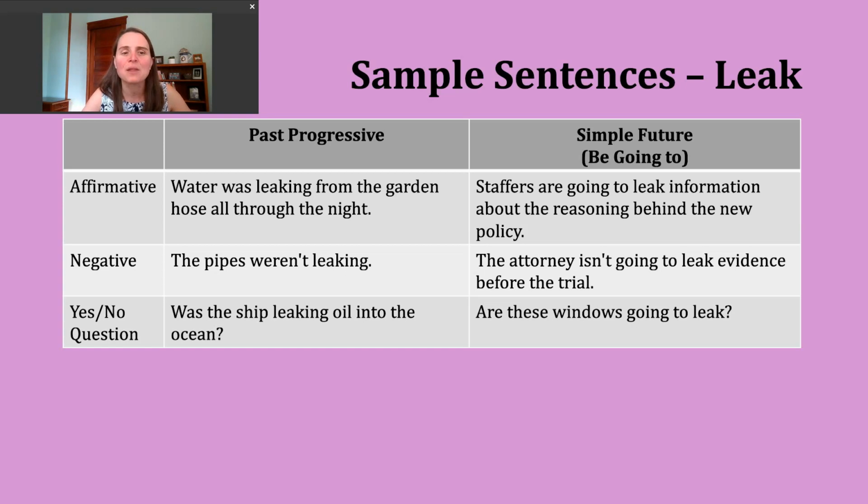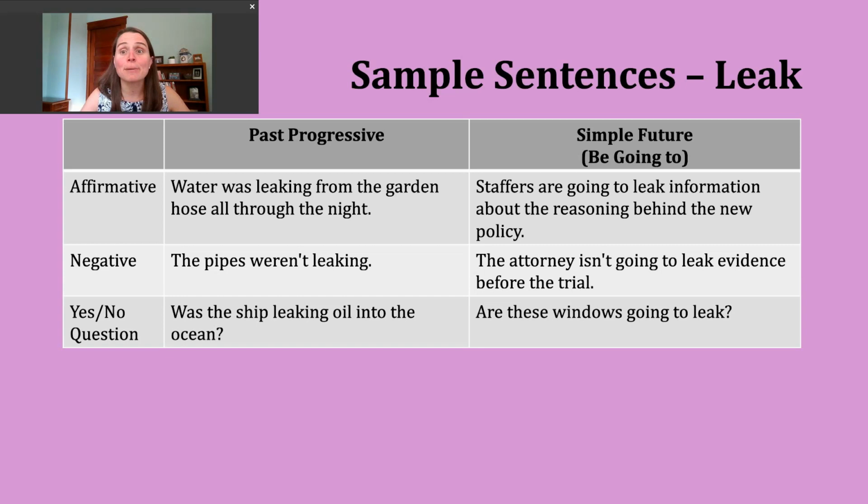Here's another example. Was the ship leaking oil into the ocean? Now let's move on and talk a little bit about the simple future. Today we're going to make sentences with be going to. This is really common as people discuss their plans. You might also hear it with predictions.